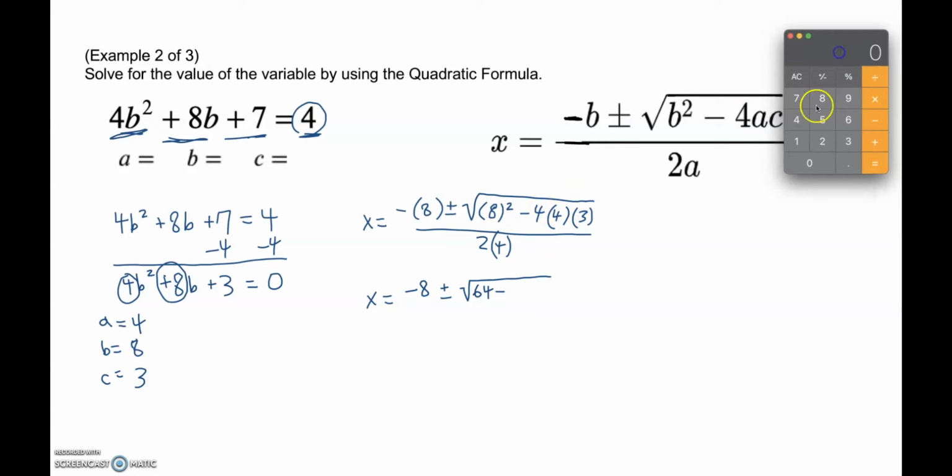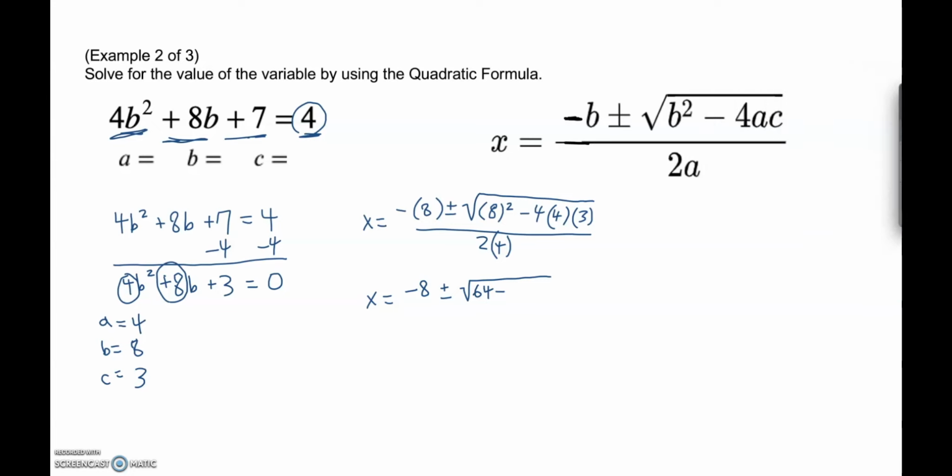Now if you can't do that in your head, you could always go into the calculator. 4 times 4 times 3 equals 48. And it should be negative 48 because there is a negative 4 here. So we have minus 48, all over 2 times 4 is 8. Simplifying further, we have x is equal to negative 8 plus or minus the square root of 64 minus 48, which should be 16, I believe. This is all divided by 8.